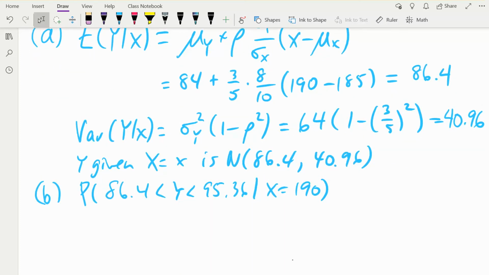Subtract the mean value and divide by the square root of the variance. Which is, in this case, what?